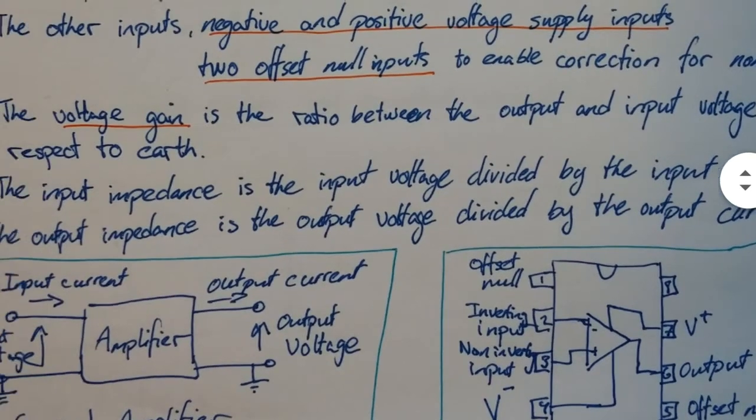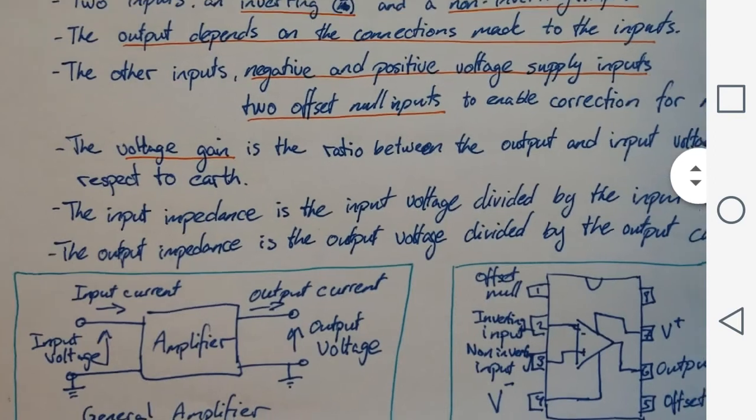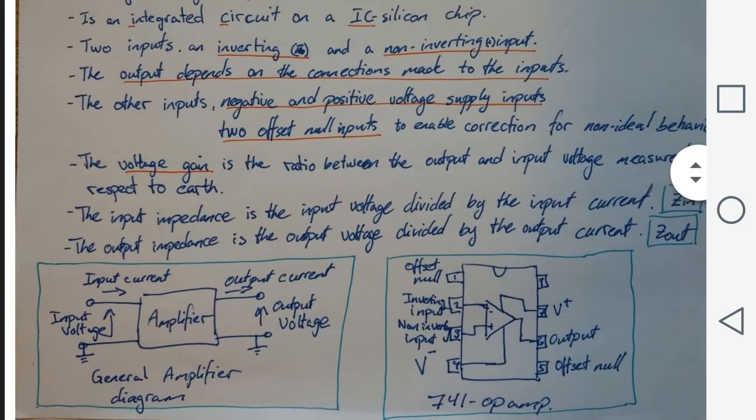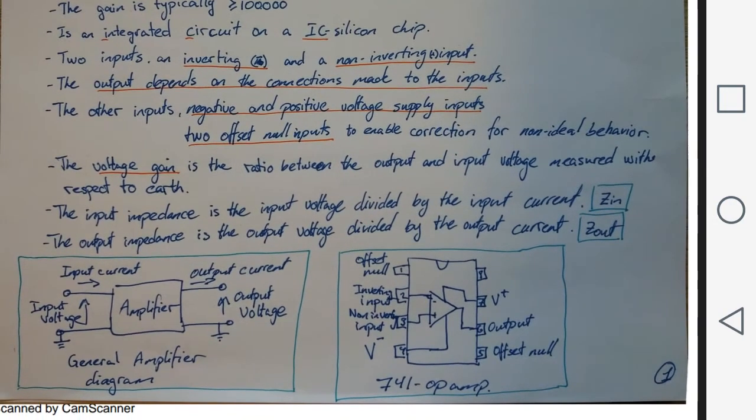The voltage gain is the ratio between the output and the input voltage measured with respect to Earth. The input impedance is the input voltage divided by the input current, denoted Zin. The output impedance is the output voltage divided by the output current, denoted Zout.